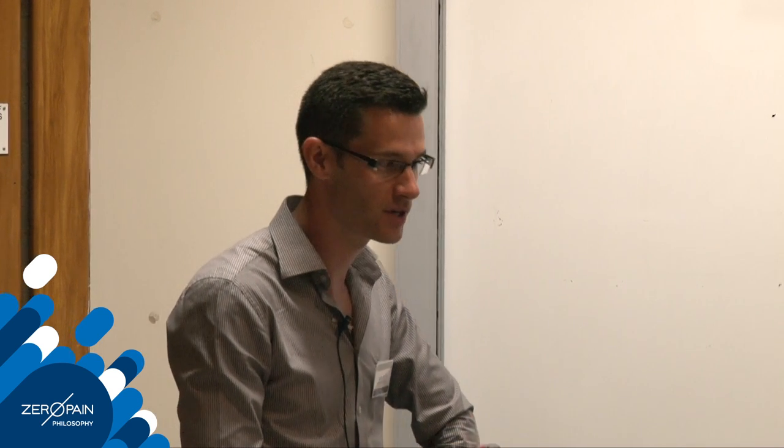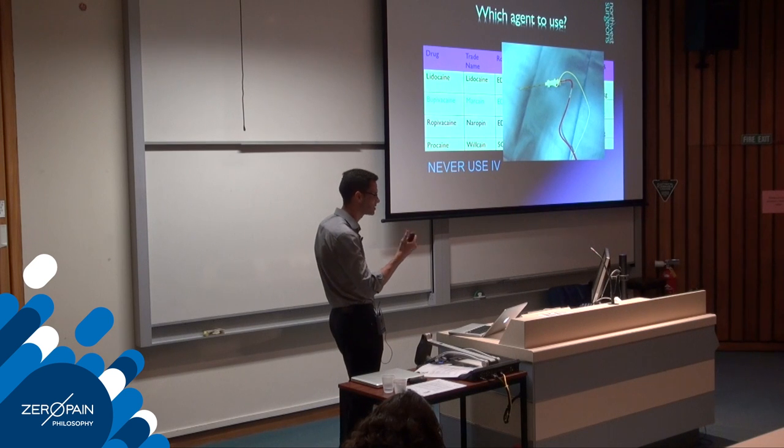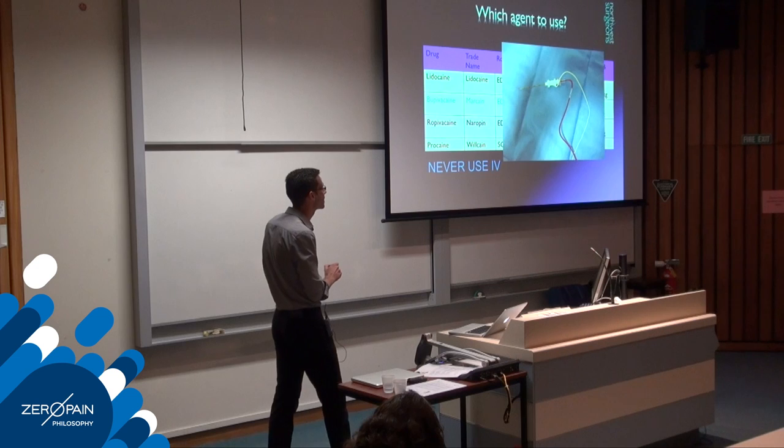And as I said before, it's really important to aspirate when you're doing these techniques. This is a nerve locator needle. We've performed our technique, we've aspirated before we injected, and we got blood, so we've abandoned this local anaesthetic technique.